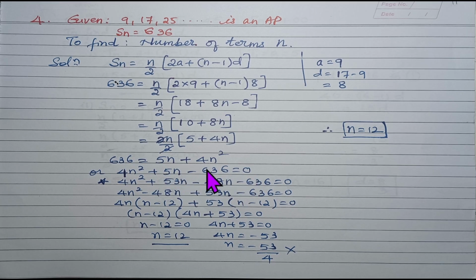Again here we have got a quadratic equation. We have to go for the middle term splitting method. When we split it, we get minus 48 and plus 53, and we can rearrange and then go for grouping. Taking HCF common, we get two factors, n minus 12 in the bracket 4n plus 53 equal to 0. So n minus 12 equal to 0 or 4n plus 53 equal to 0, and therefore n is equal to 12 and n is equal to minus 53 by 4. We have to neglect n is equal to minus 53 by 4 because n is not a natural number. n is equal to 12 is the answer. Therefore the number of terms of this given AP is n is equal to 12.